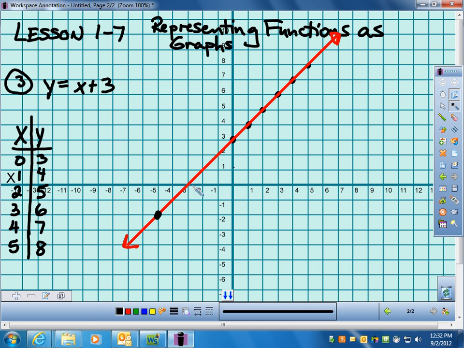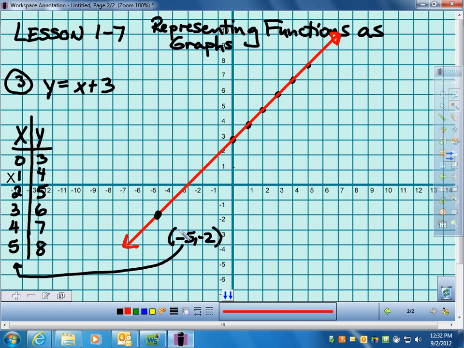Let's look at what this point is. It's 5 left, 2 down. This is the point negative 5, negative 2. Well, let's check. Is negative 5 part of my domain? And the answer, I'm going to take out a red marker, no it's not. It's not part of this domain. And negative 2 is certainly not part of the range. This point does not belong as part of the function.